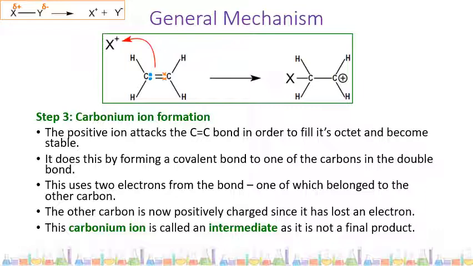Step 3 is the formation of the carbonium ion, where the positive ion, in this case X+, that was formed in step 2, attacks the carbon-to-carbon double bond. In order to make itself stable, it's going to form a covalent bond to one of the carbons in the double bond. However, X+ does not have an electron to use to form this bond. So if we name our carbons carbon 1 and carbon 2, the X+ is going to bond to carbon 1 by taking these two electrons from the pi bond.